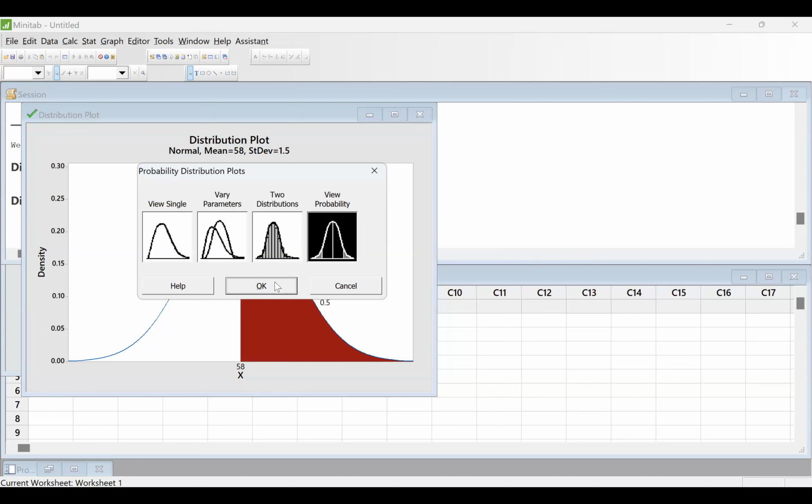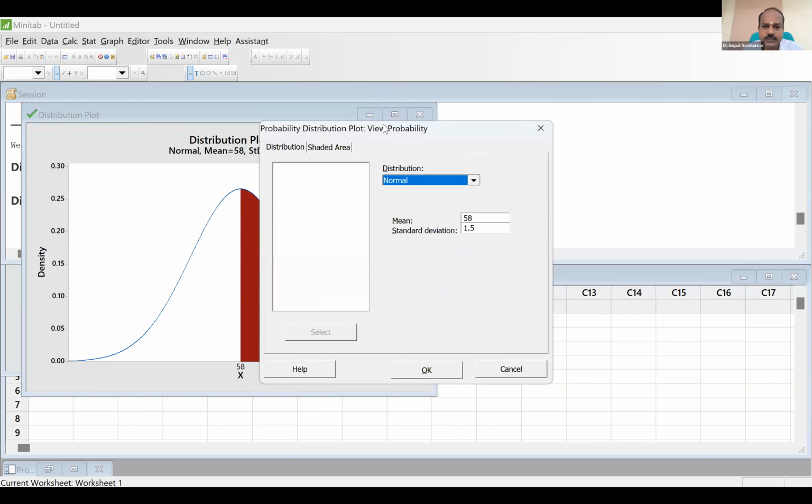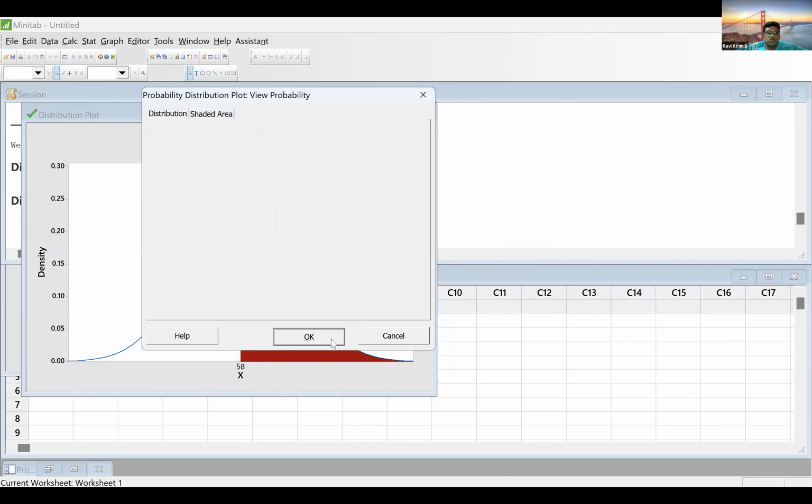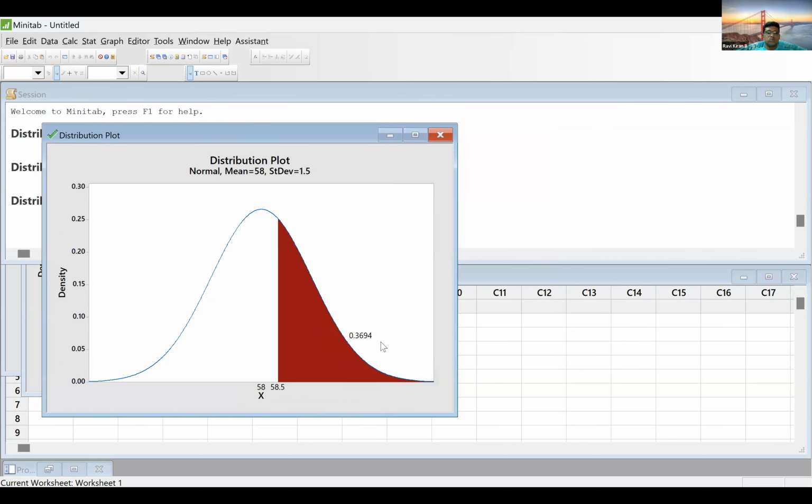View probability. The only change I have to make is that all other things I retain the same because conditions are the same. Here I am putting 58.5. You will see the red color area reducing. How much is the revised area now? 0.36. You should say the difference is significant only when this red color area becomes less than 0.05. When will it become less than 0.05? When your number crosses your confidence limit.